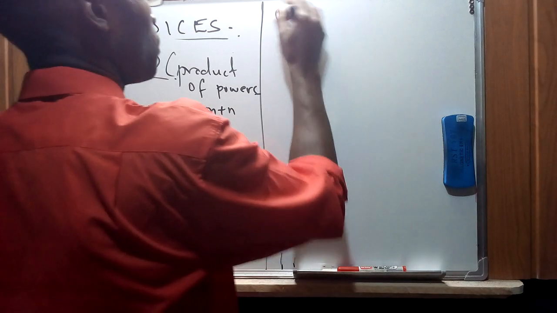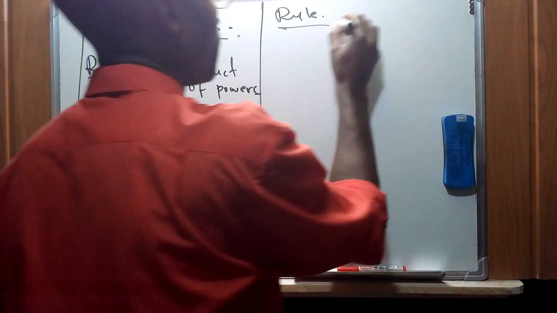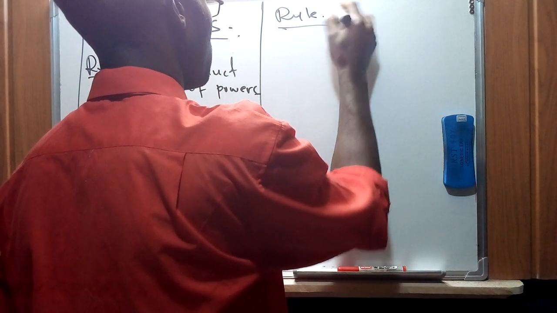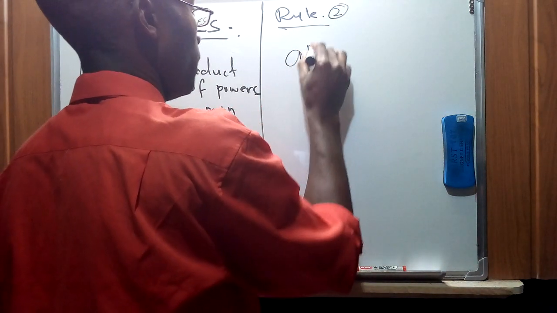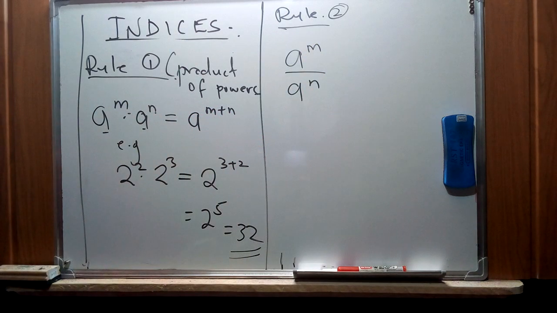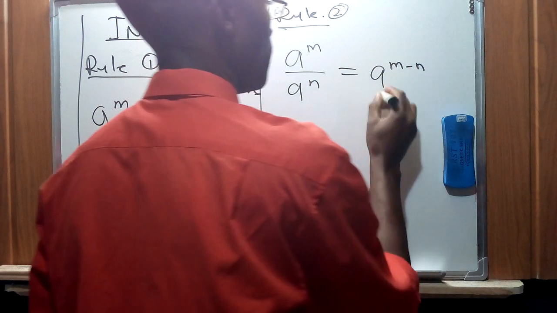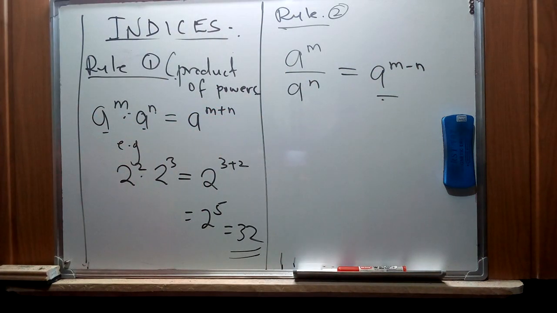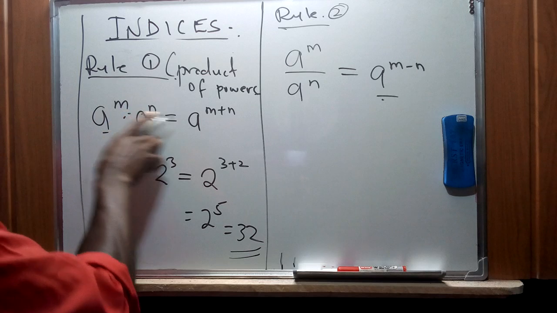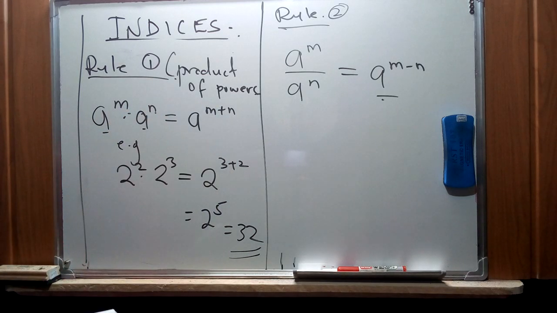There's a different rule also that we are going to look at, whereby we have a fraction. This is rule number 2. Suppose we have a raised to power m over a raised to power n. We have the same variables, and therefore we are going to have a raised to m minus n. So for division, this is a difference. For multiplication, it is an addition. So those two rules are going to apply.